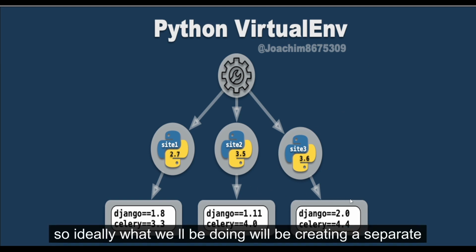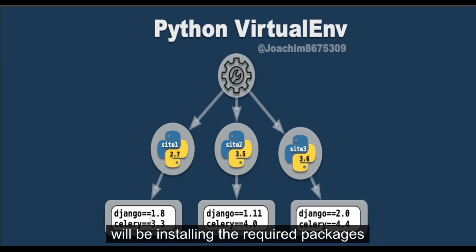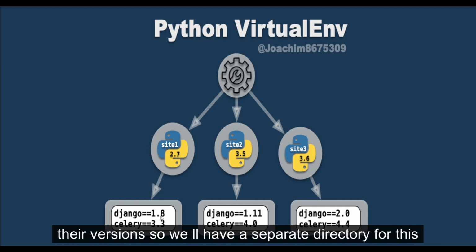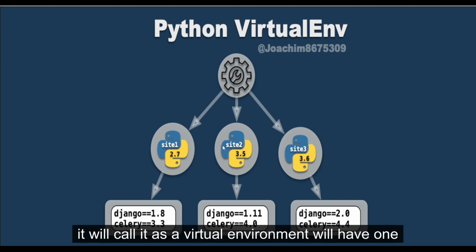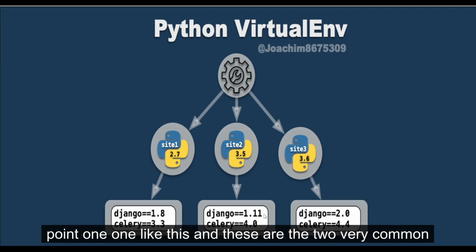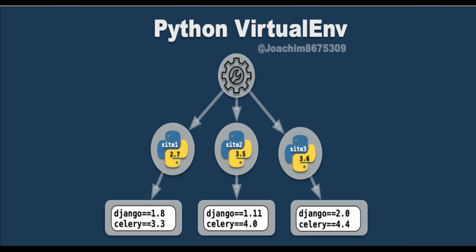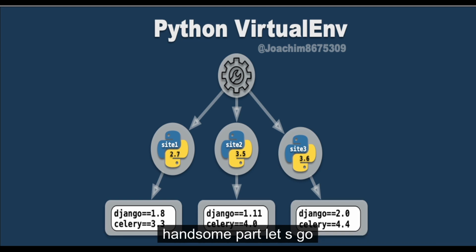keep things separate. So ideally what we'll be doing, we'll be creating a separate directory. We'll call it a virtual environment, where we'll be installing the required packages. Maybe these packages are the same, but they are different in their versions. So we'll have a separate directory for this one where we'll be installing 1.8. We have a separate directory, we'll call it a virtual environment. We'll have 1.11 like this. And these are the two very common scenarios where we need to keep things separate, and you have to use a virtual environment, right? So let's dig into the hands-on part. Let's go over it.